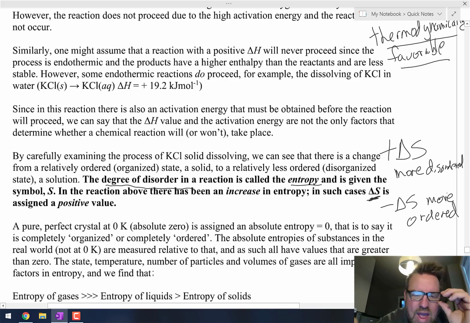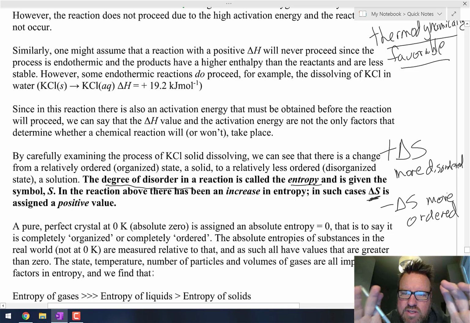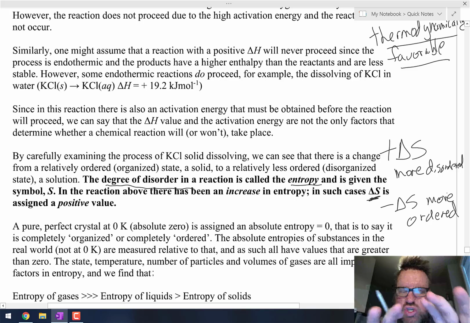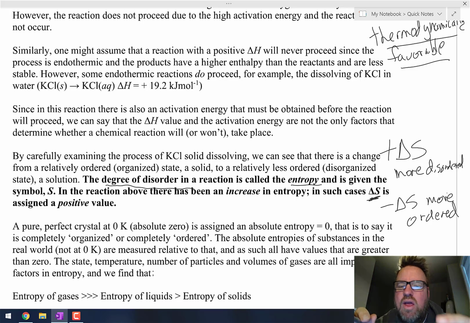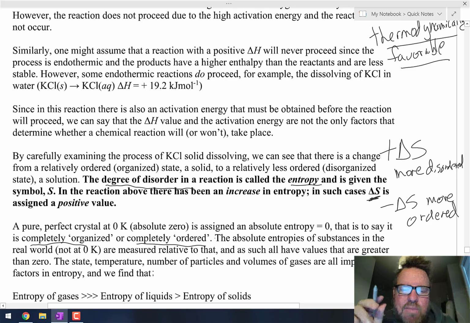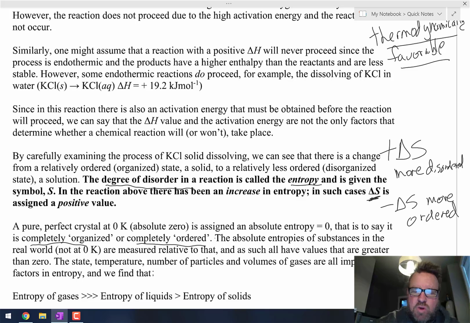Now, everything has some disorder associated with it, unless you are at absolute zero, which is 0 Kelvin. If you're at 0 Kelvin, then nothing is moving. There's no rotation. There's no vibration. There's nothing. And that's the only time you'll ever have an entropy of 0. That's when things are completely organized or completely ordered, when you're at absolute 0. Other than that, everything always has some amount of disorder to it because there's some type of motion in it.